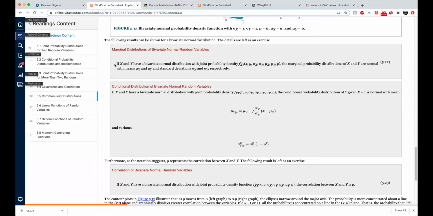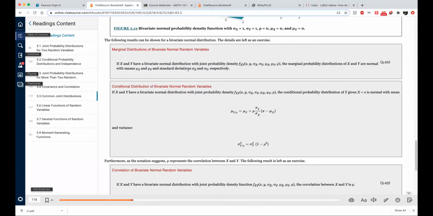Remember that here. Look at this. If x and y have a bivariate normal distribution with a joint probability density, the marginal probability distributions of x and y are normal with mu x, mu y, and sigma x, sigma y respectively, right? That's what I'm talking about. And also this one, the conditional distribution of a bivariate normal random variable: mu of y given x is equal to this, and the variance is this. We're going to use this one too.